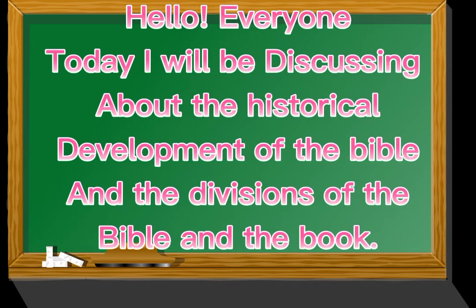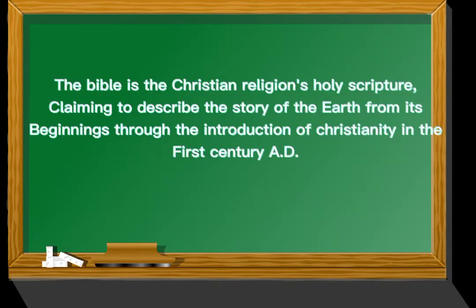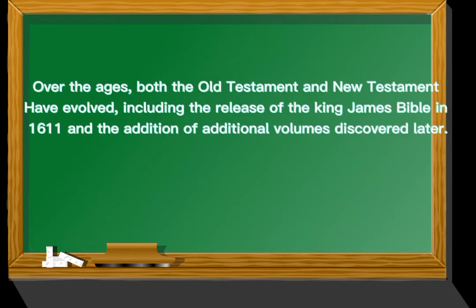Hello, everyone. Today I will be discussing the historical development of the Bible and the divisions of the Bible and the books. The Bible is the Christian religion's holy scripture, claiming to describe the story of the earth from its beginnings through the introduction of Christianity in the 1st century AD. Over the ages, both the Old Testament and New Testament have evolved, including the release of the King James Bible in 1611 and the addition of additional volumes discovered later.